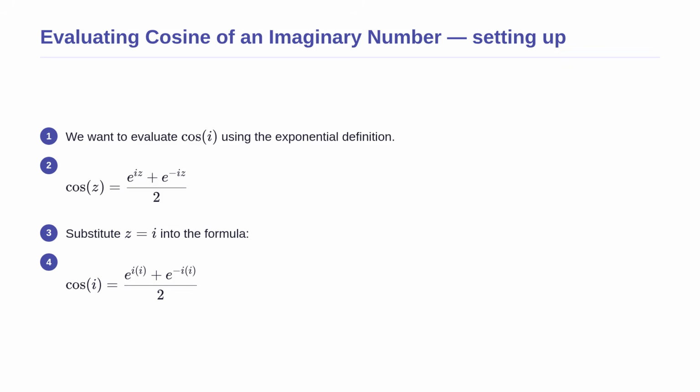Let us see this unbounded behavior with a concrete example. We are given the task of calculating the cosine of the imaginary unit i. We want to see exactly what happens when we plug a purely imaginary number into the cosine function. We cannot use a standard calculator for this. Instead, we choose our new exponential definition of the complex cosine function. Our first step is to substitute z equals i directly into the formula. This sets up our equation with i times i in the exponents, which we will simplify next.